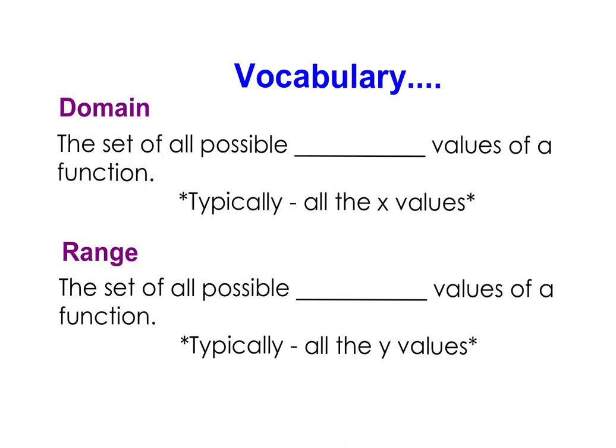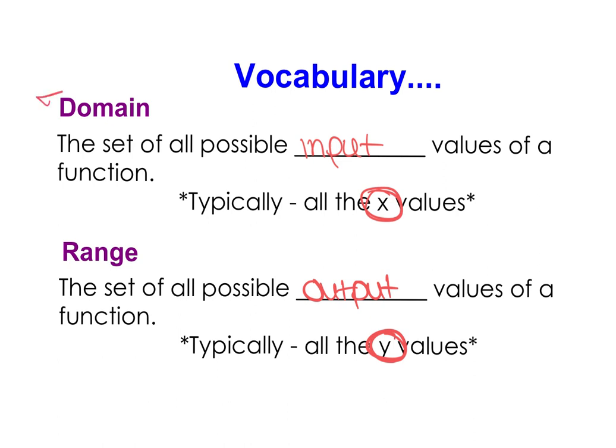So just to remind ourselves of the vocabulary, the domain of a function is the set of all possible input values of that function, and is typically talking about all of the x values that we need to make the points on that graph, or all of the x values that we put into our function. The range, on the other hand, is the set of all of the possible output values of a function, or the y values that we use to make points on our graph, or the outputs that are a result of all of our input values.